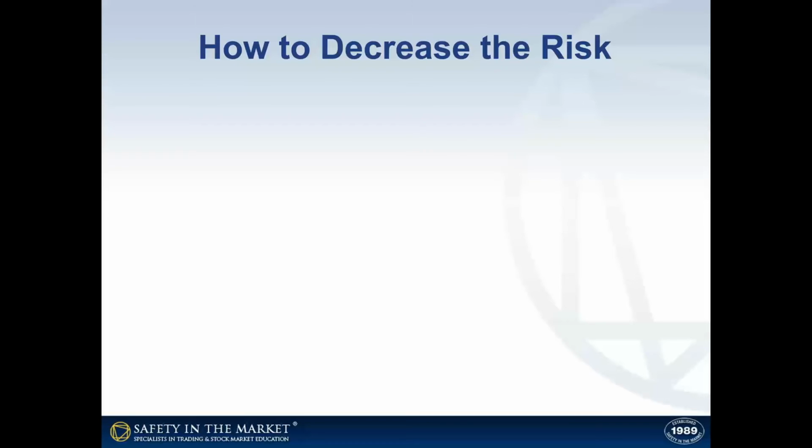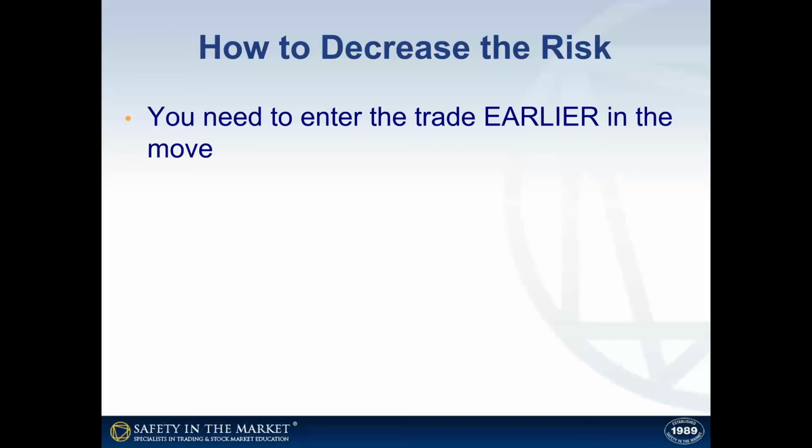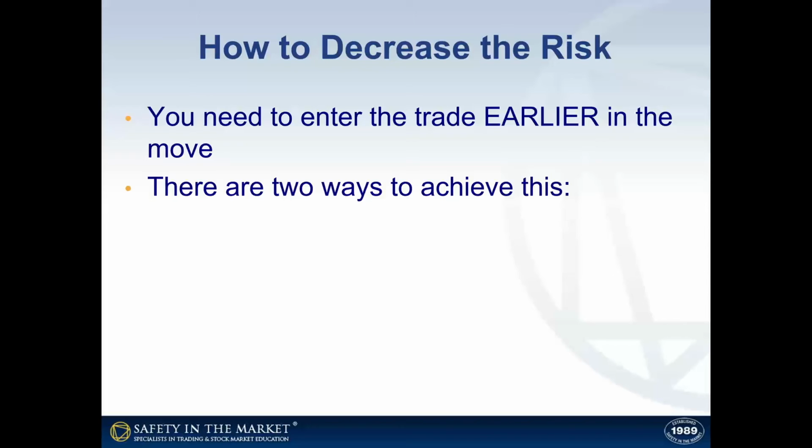Now, it's very easy to say, oh, we'll just reduce the risk on the trade. But the question is, how do we decrease the risk on the trade? We know that decreasing the risk is going to give us a bigger reward to risk ratio. And sometimes it's going to massively increase your reward to risk ratio. So how do we decrease the risk? You do that by entering the trade earlier in the move. So you have to be on the ball for this if you want to get the optimal reward to risk ratio. And there are two ways that you can enter the trade earlier.